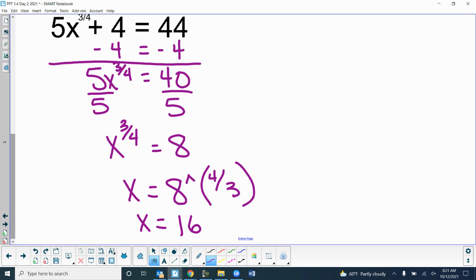Any questions? So today, radical equations, and they call these rational exponent equations because the exponents are rational numbers or fractions. All right? You guys got it? Look good, feel good? You are good?